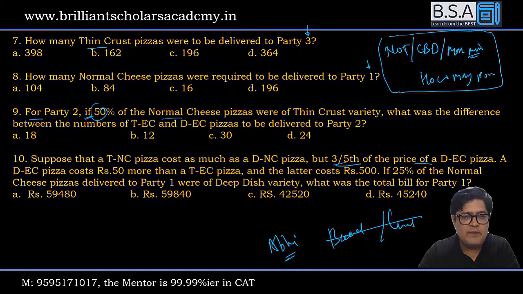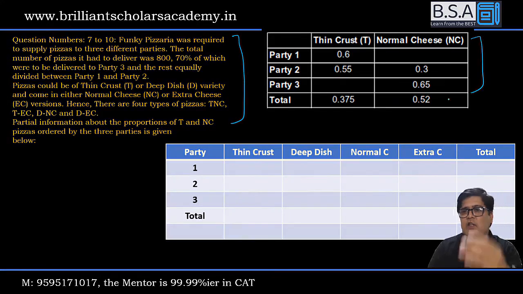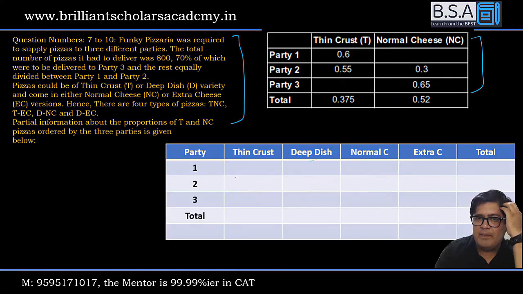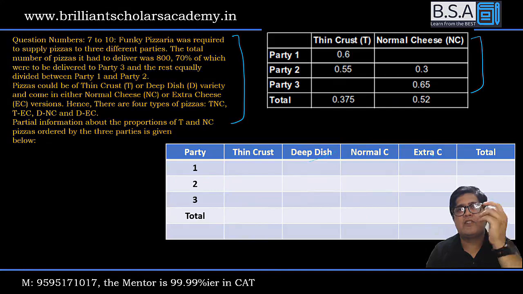So what I will do is, this is the information given to us. This is the table given to us. While solving, I'll keep these columns. I'll think about what is needed. Parties 1, 2, 3, and how many total guests are there? Thin crust, deep dish, normal crust, extra cheese, and total. Play around like this. You have to create this kind of table in your rough work so you could solve these questions. I'll give you 4-5 minutes. Go on.